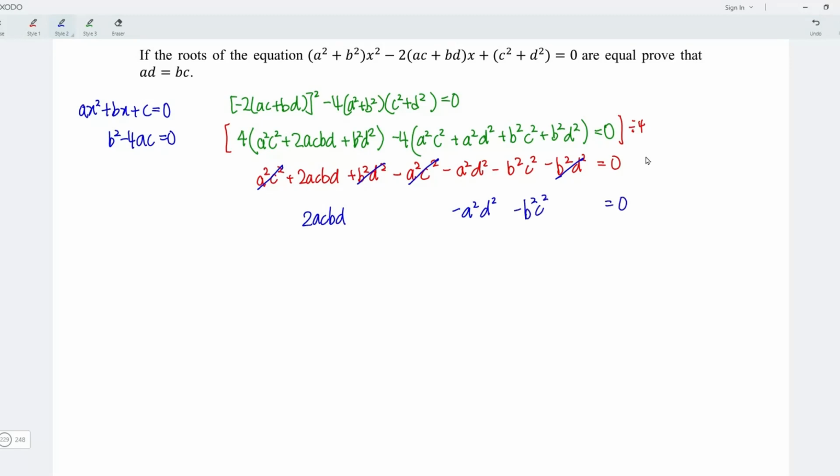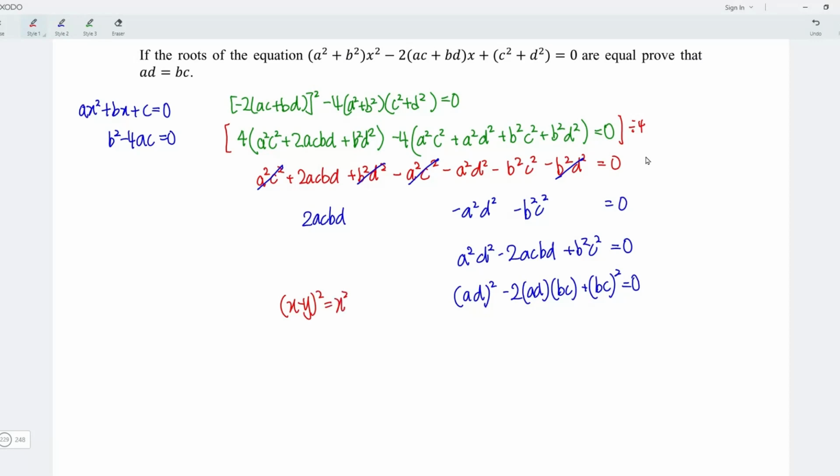Next, I'm going to take the negative of the equation, and we obtain a squared d squared minus 2ac bd plus b squared c squared is equal to 0. We can actually rewrite the equation and obtain (ad) the whole thing squared minus 2 times ad times bc plus (bc) the whole thing squared, and this is equal to 0. Now let's recall that when we expand (x minus y) squared, we should obtain x squared minus 2xy plus y squared. By comparing, we should have (ad minus bc) squared is equal to 0.